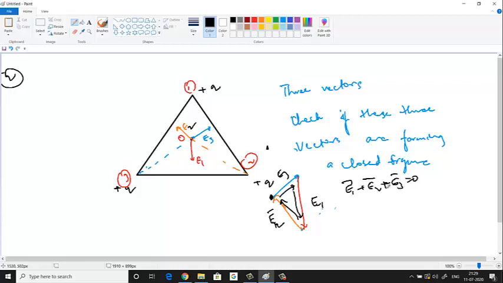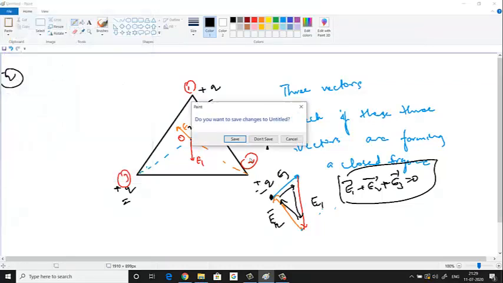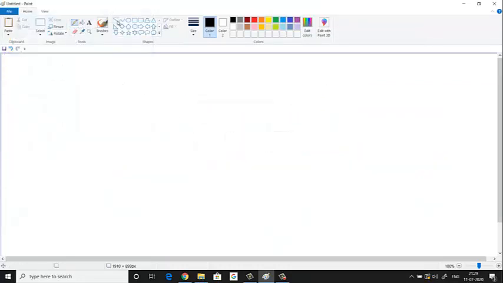If three vectors are forming a closed loop, their vector addition will be 0. So here, what is the electric field at the center of the equilateral triangle? If the charges are plus Q, plus Q, and plus Q, the value is going to be 0. Then we have these kinds of questions where they ask you only directions.